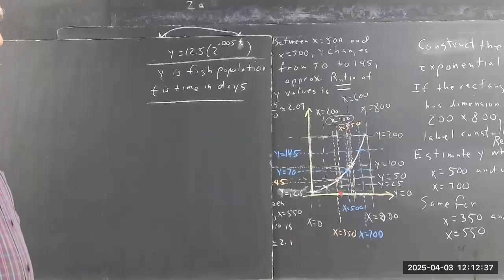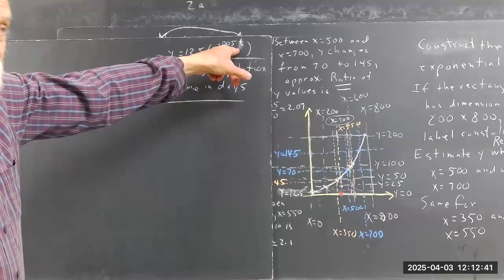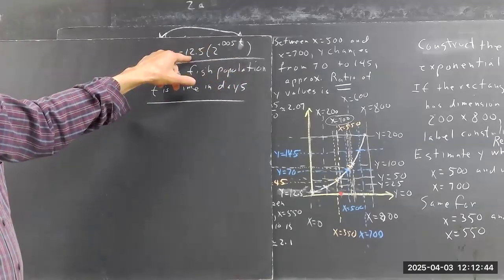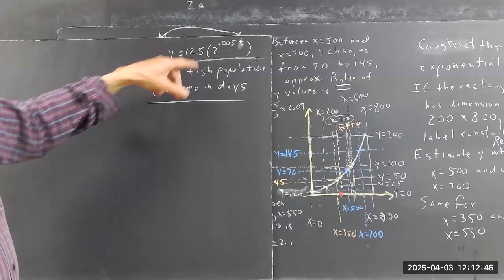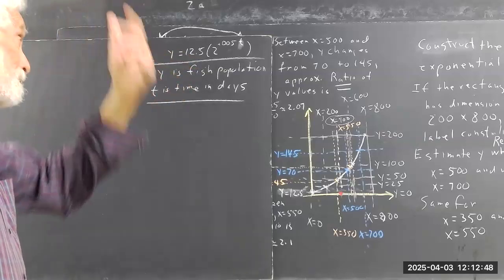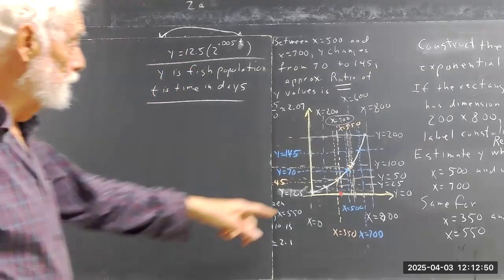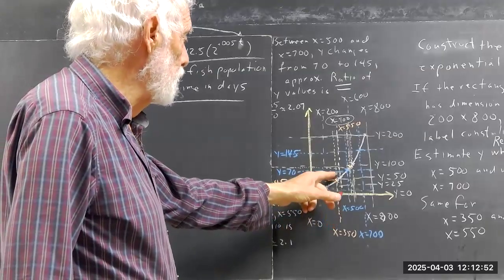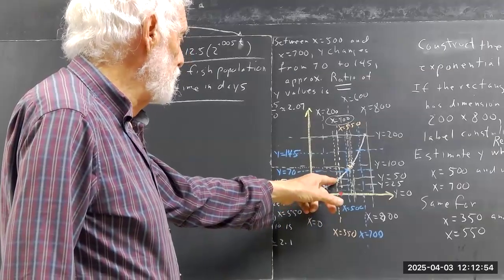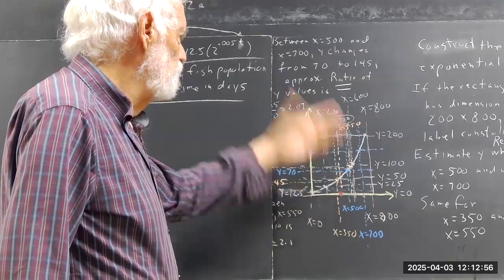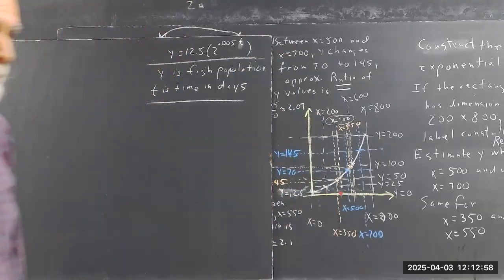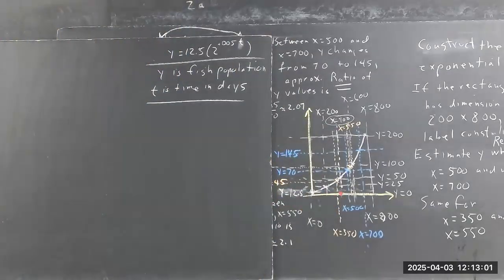Now, how many fish do you have after a year? Well, you plug in 365 for t and evaluate it. And where's 365 in the graph? It's about here. It looks like we ought to be up around 44 fish or something like that after a year.